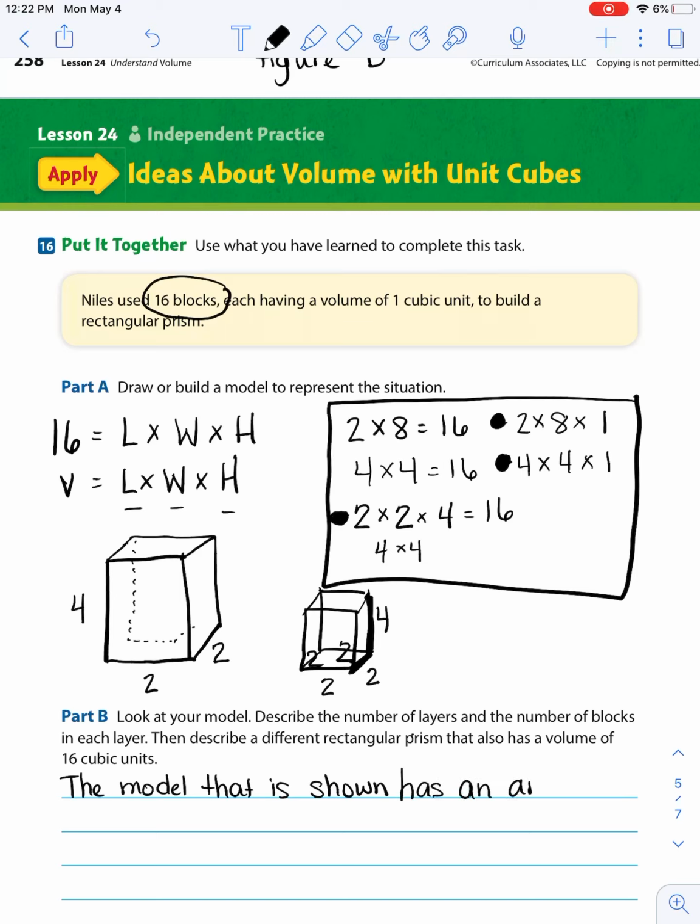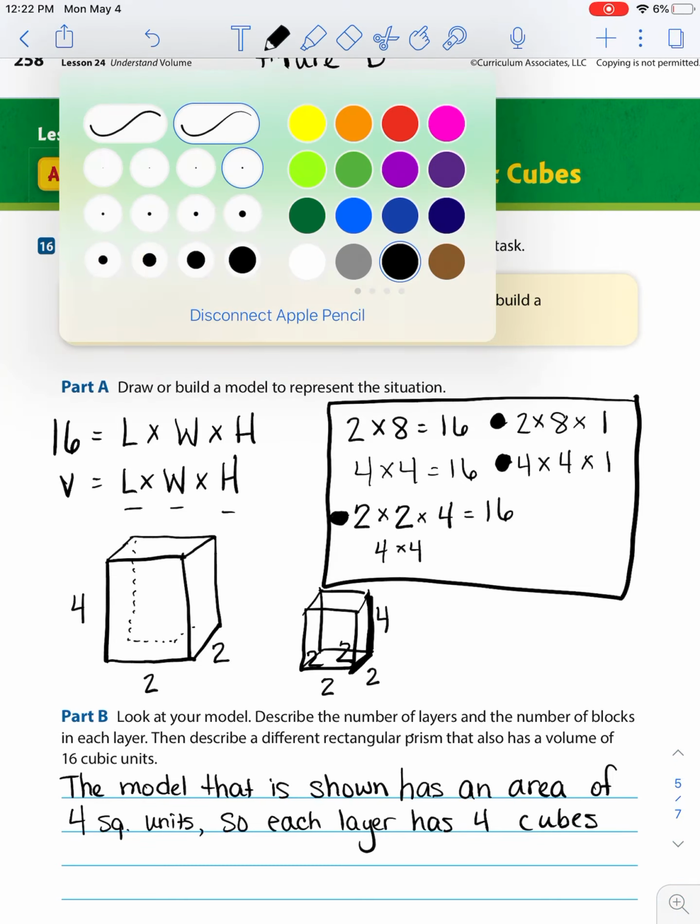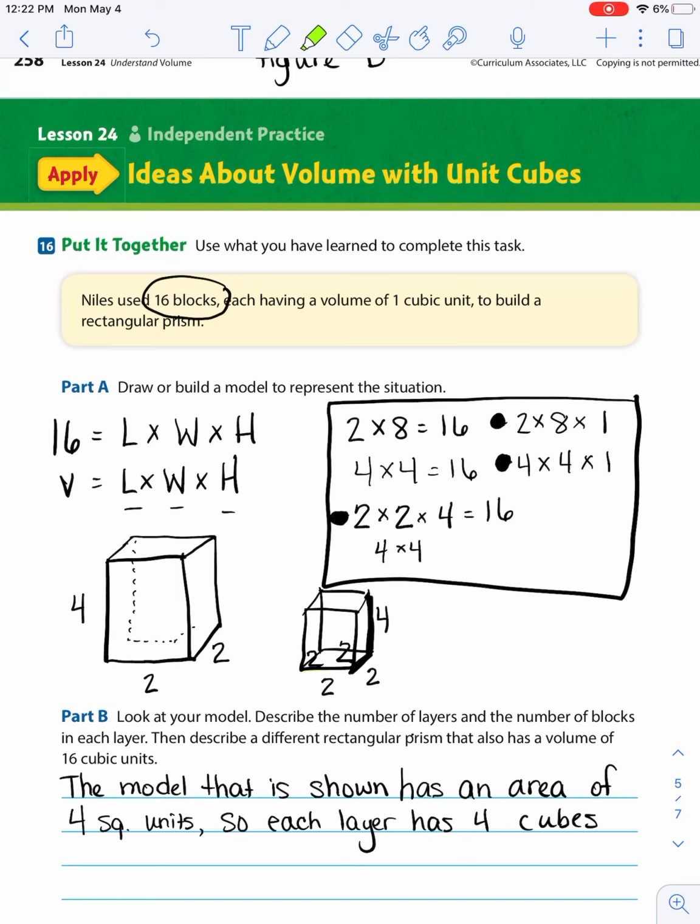So the model that is shown here has an area of 4 square units. So each layer has 4 cubes. And I got that, boys and girls, because you take a look at just the length and the width here, and it's a 2 by 2, which we know for area a 2 by 2 is 4.